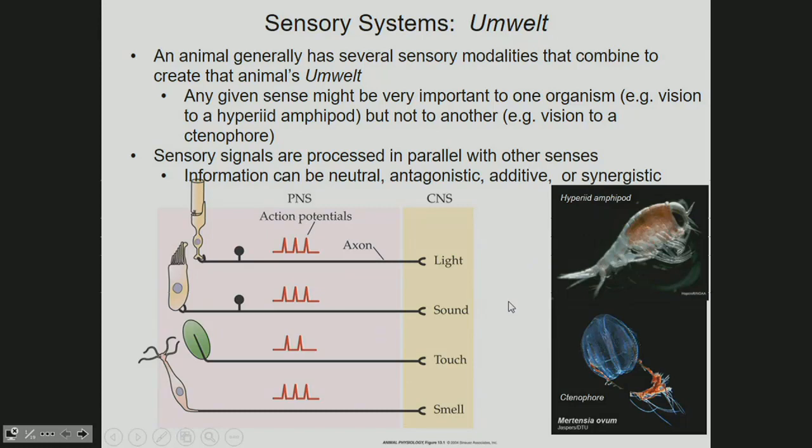When you say parallel, you mean at the same time? Yes, so they're separate neurons, separate conveyance mechanisms. They can be at the same time or in sequence, but yes, parallel in time and space.